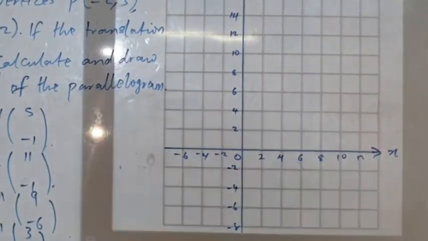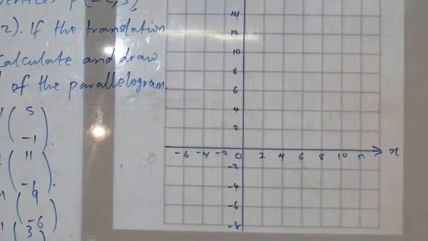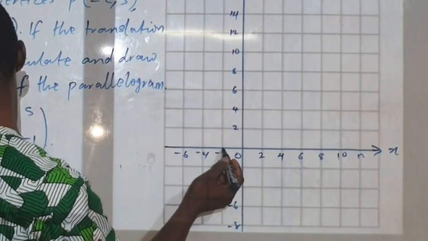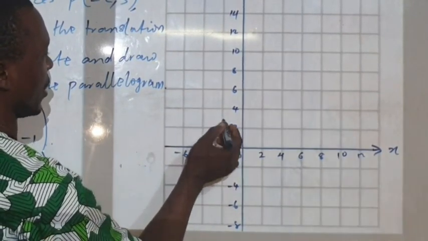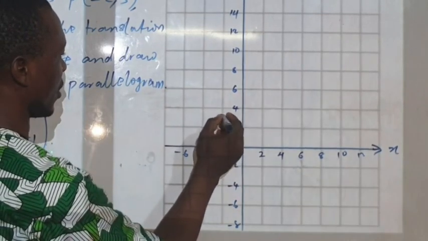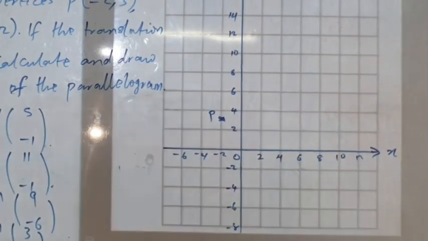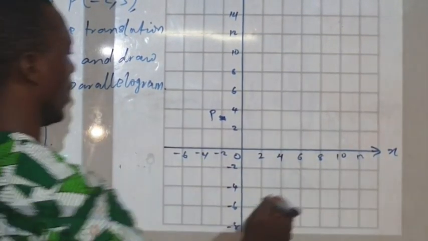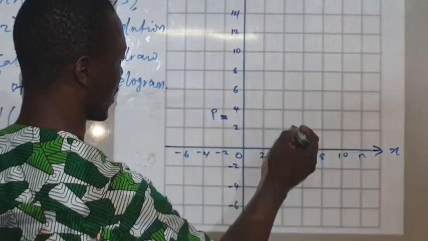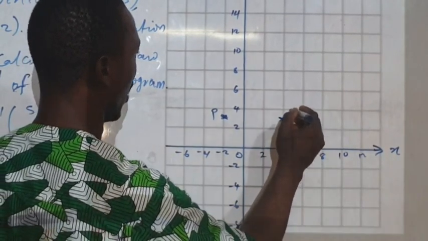So let's draw the pre-image. So the pre-image of this question is P of coordinate minus 2, 3. So when x is minus 2, y is 3. Y is 3, so in between 2 and 3, 4. So this place, which is point P. Then Q is 4, 3. 4 on x axis and 3 on y axis. So this is point Q.